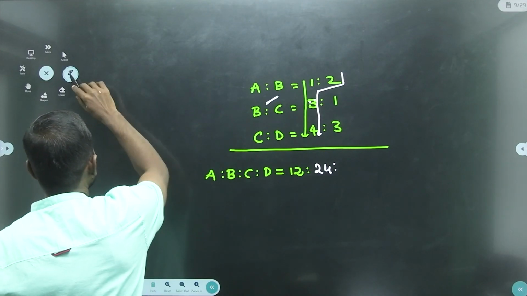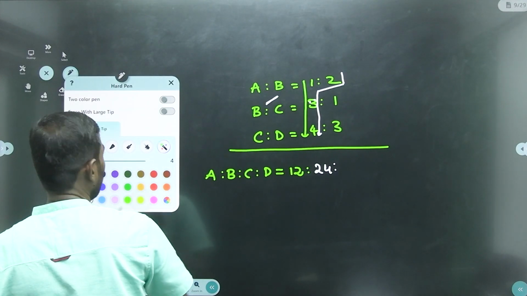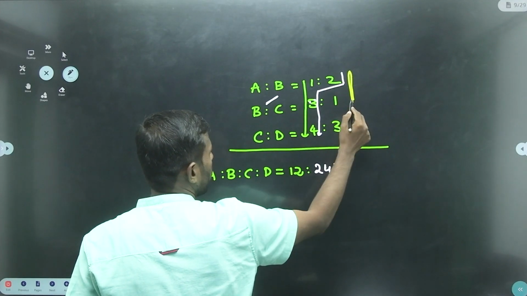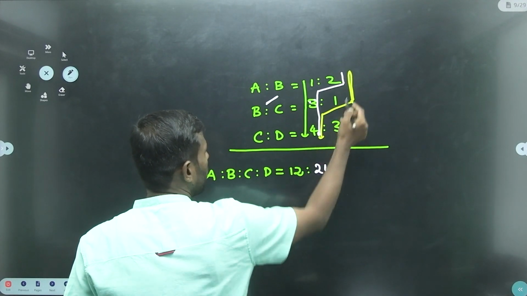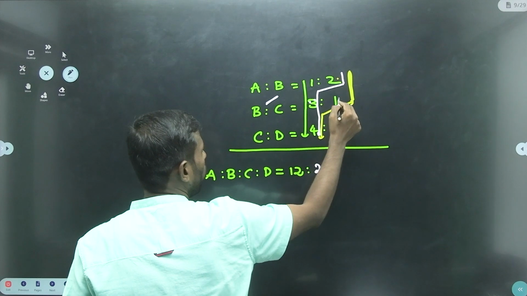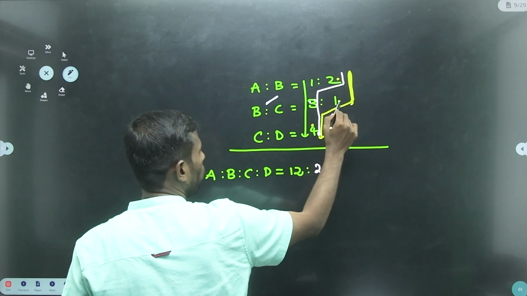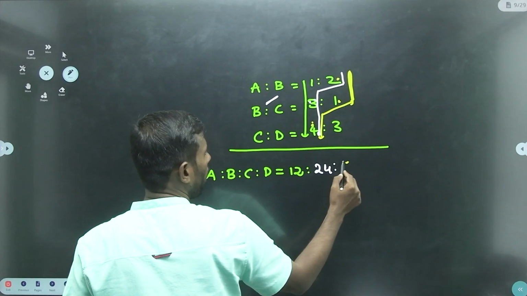Now, find out the C ratio value. To find out the C ratio value, start from here, wherever C common is there, take a turn and come down. 2 into 1 into 4. Observe the pen. 2 into 1 into 4. 2 4 is 8. 8 1 is 8.